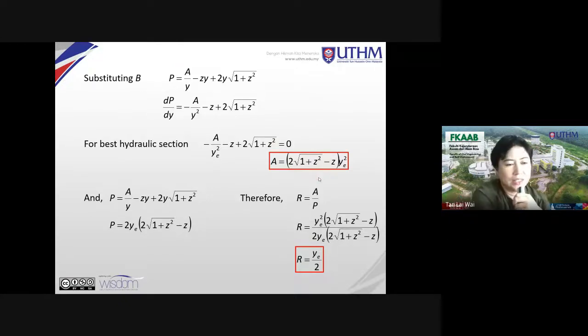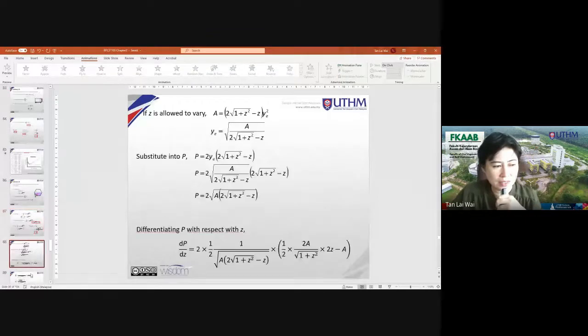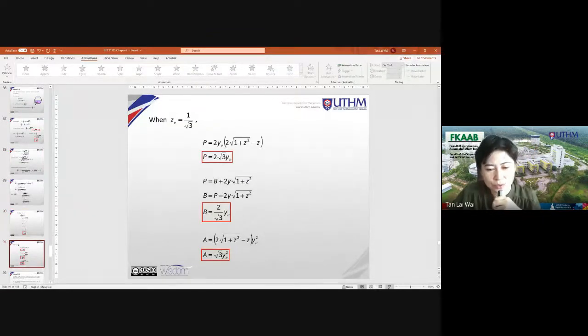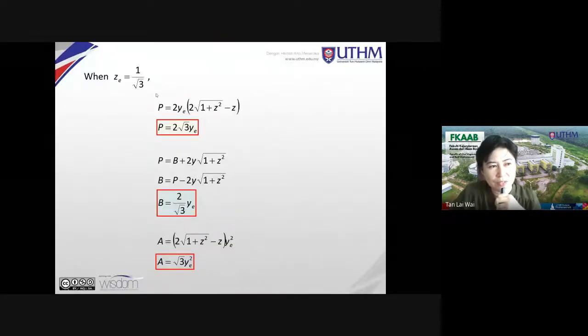It's not very difficult. If your differentiation steps are correct, then you'll get this straight away. I have shown you this. You can actually get this. You substitute Z equals 1 over square root 3, and you'll get this. These are the ones in the table.